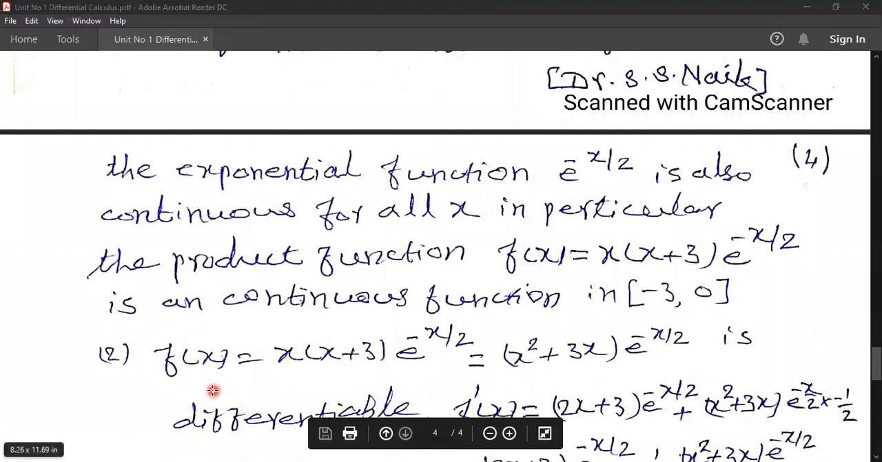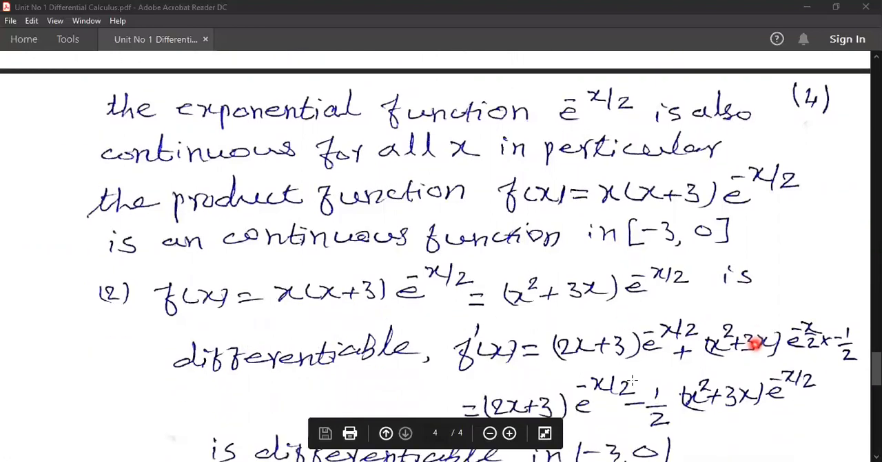Also, for the second condition, we see that f of x is differentiable. When you go for the derivative of this, it becomes x squared plus 3x. The derivative of x squared is 2x, plus the derivative of 3x, which is 3. Here this becomes a product function, therefore you will have to apply the product rule. So I got the derivative of x squared plus 3x, which is equal to 2x plus 3, then e to the power minus x by 2 as it is, then plus this x squared plus 3x as it is, this value as it is.